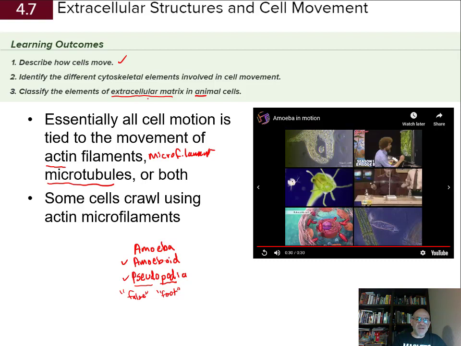And so that's what we're talking about up here in this objective. What cytoskeletal elements are involved in this kind of movement? And in this case, the microfilaments really get involved in the cell crawling. So those microfilaments are made of that protein called actin.